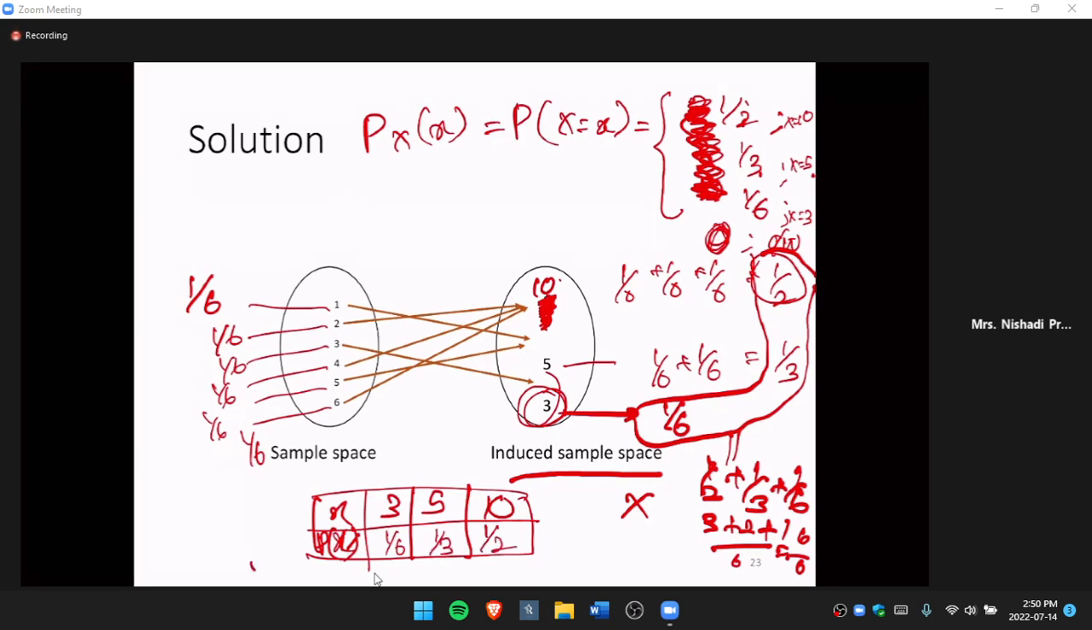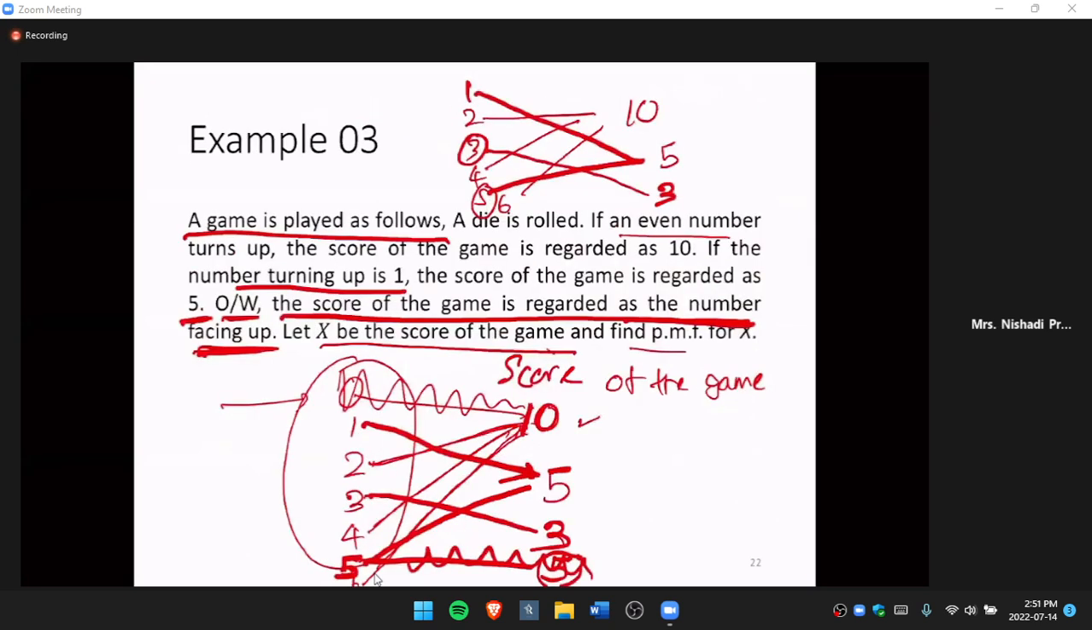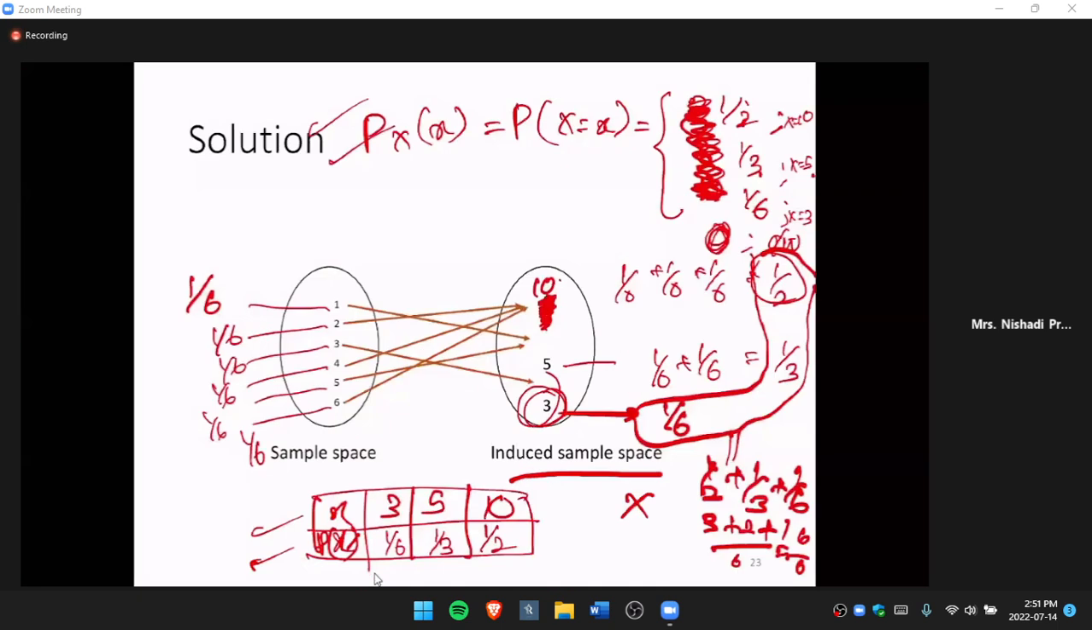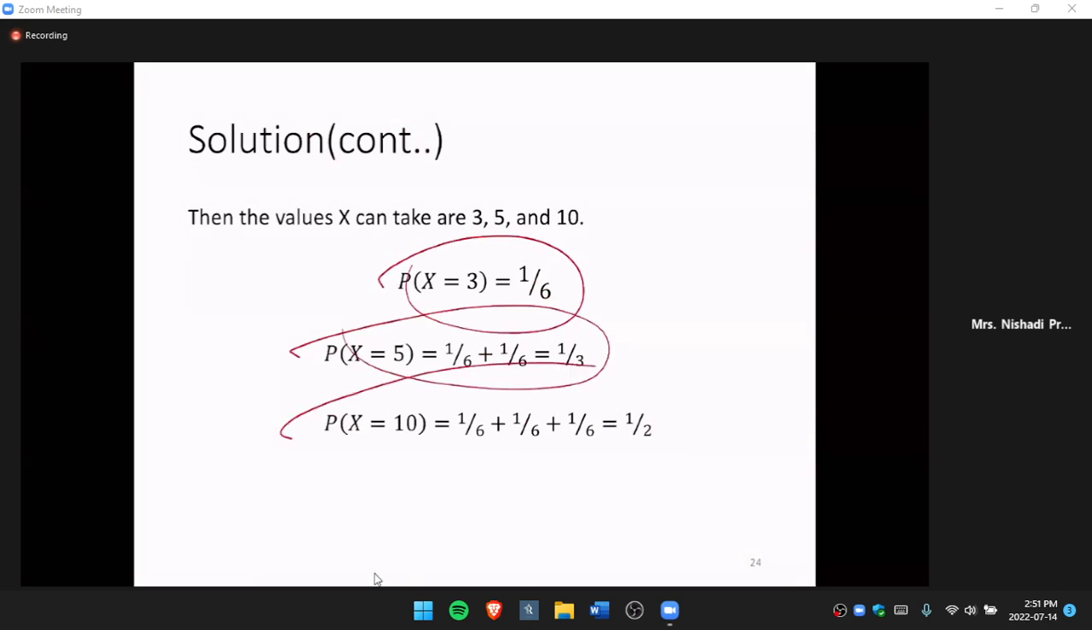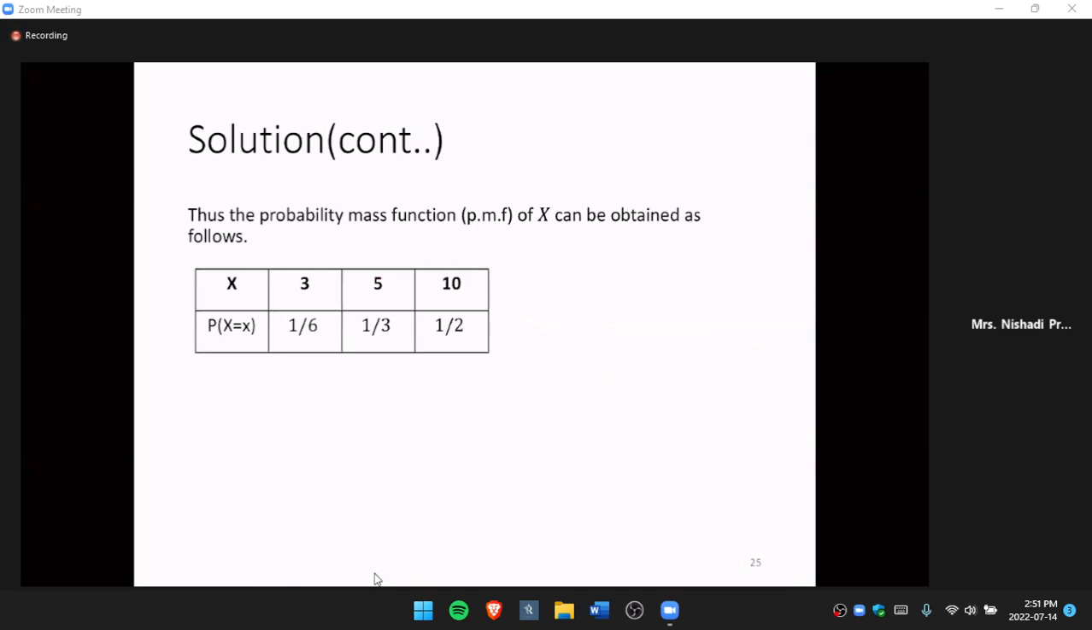Okay, both are correct. So that is the answer for this problem. So here we have found these probabilities. I have shown how to find these probabilities. Finally, we can write the probability mass function of the random variable x as follows.